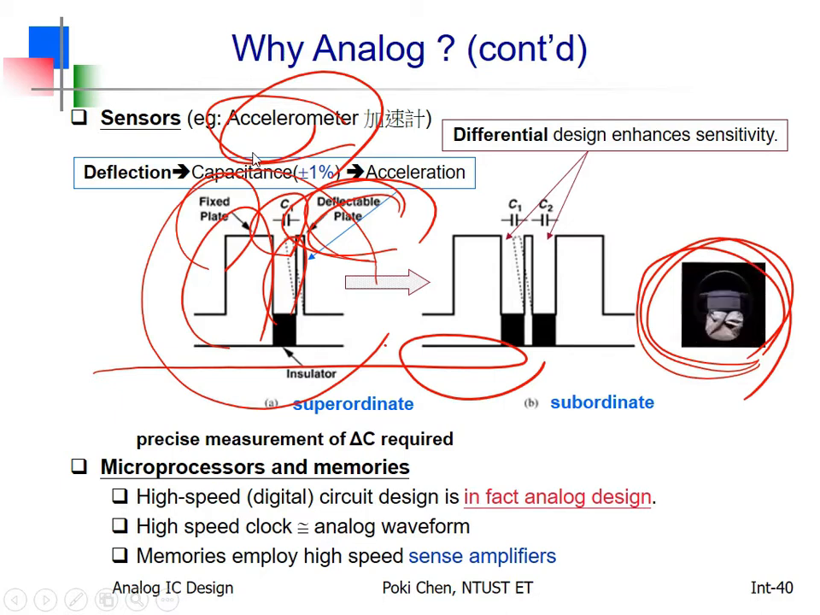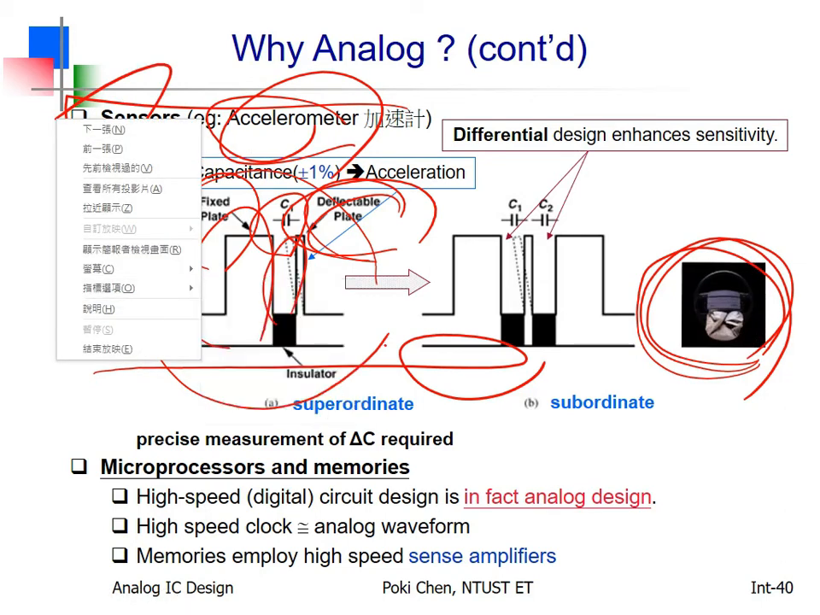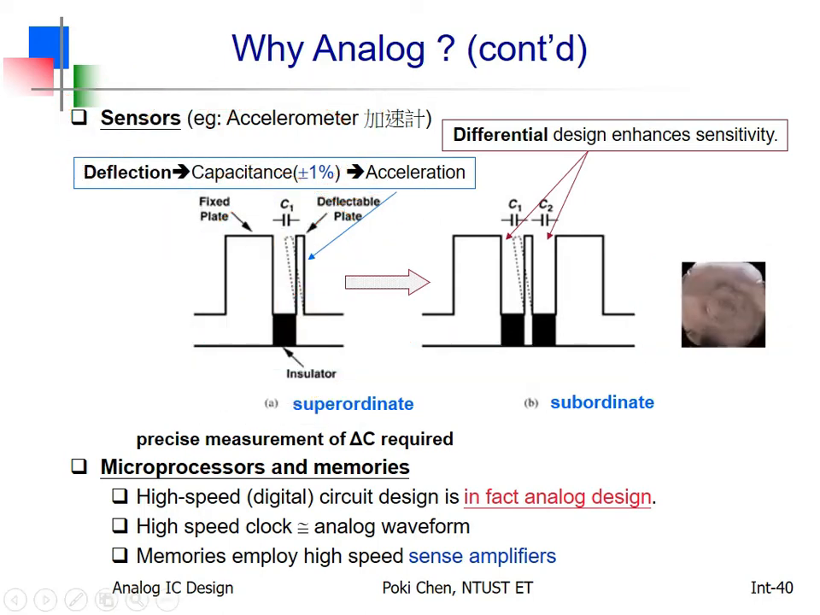On the contrary, if it is accelerated to the left, then the fixed plate is already fixed, so the deflectable plate will become that. So it means what? The gap becomes larger, the capacitance becomes smaller. So in the past, you only needed to know the absolute value of C1 becomes larger or smaller. Then you will know the acceleration is to the right or to the left, to the front or to the back. That's it.